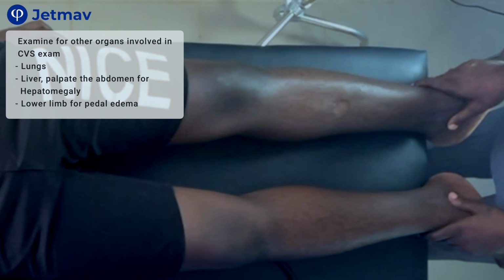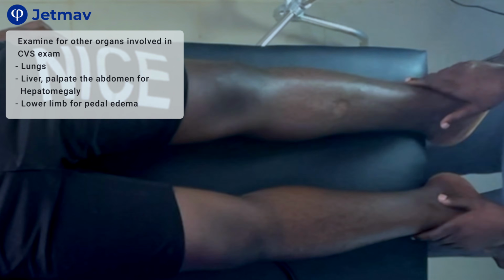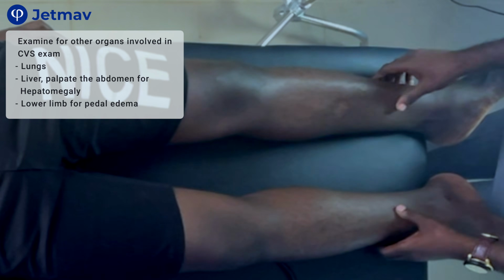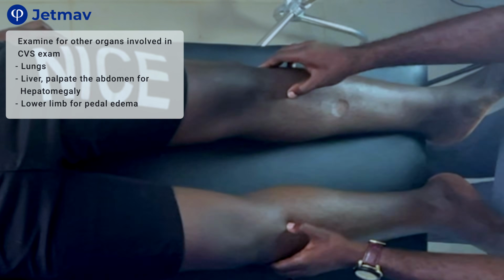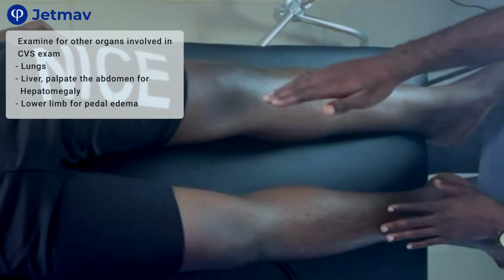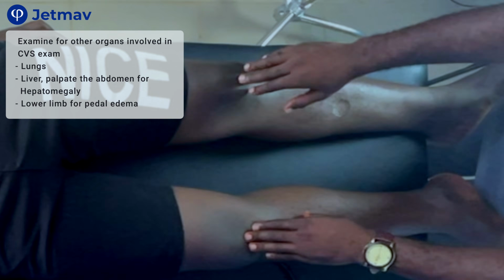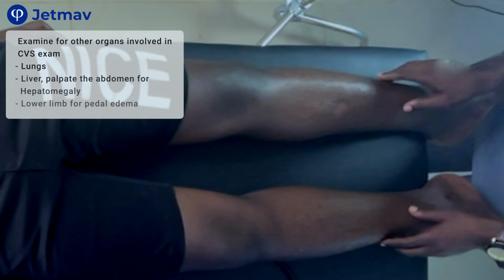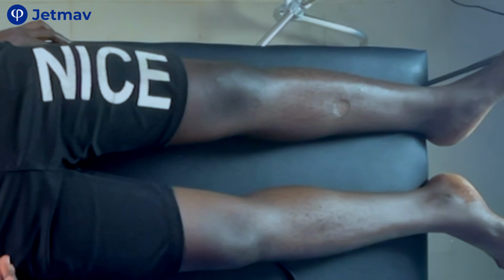So if the swelling continues upwards, you can still go ahead to palpate until the extent where the edema stops. So if the edema extends beyond the knee up to the waist, you have to check for sacral edema. That is that for cardiovascular system examination.